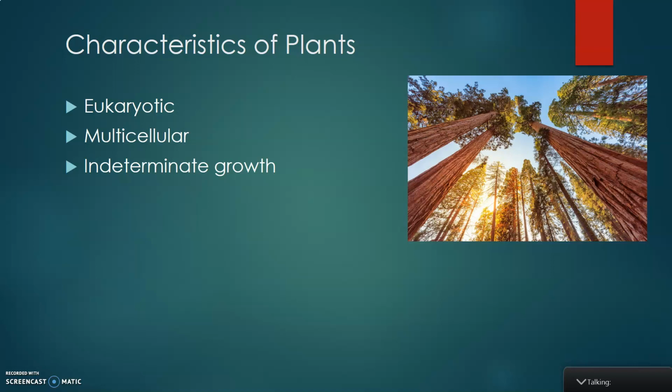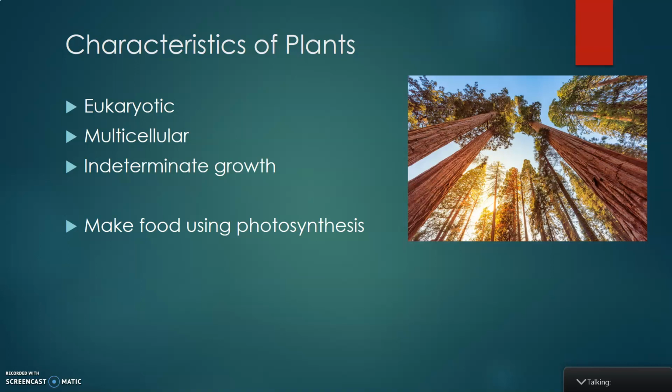And so while they are eukaryotic, just like fungi, and multicellular, just like most fungi, they also have this interesting characteristic known as indeterminate growth. And so plants can actually grow for as long as they are alive. What you can see here on the right is a picture of the California redwoods. As long as these trees are alive, they will continue growing. They never reach a final growth state. This is a little bit different from animals, particularly humans, which achieve a final growth point and don't just keep growing throughout their lifetime.